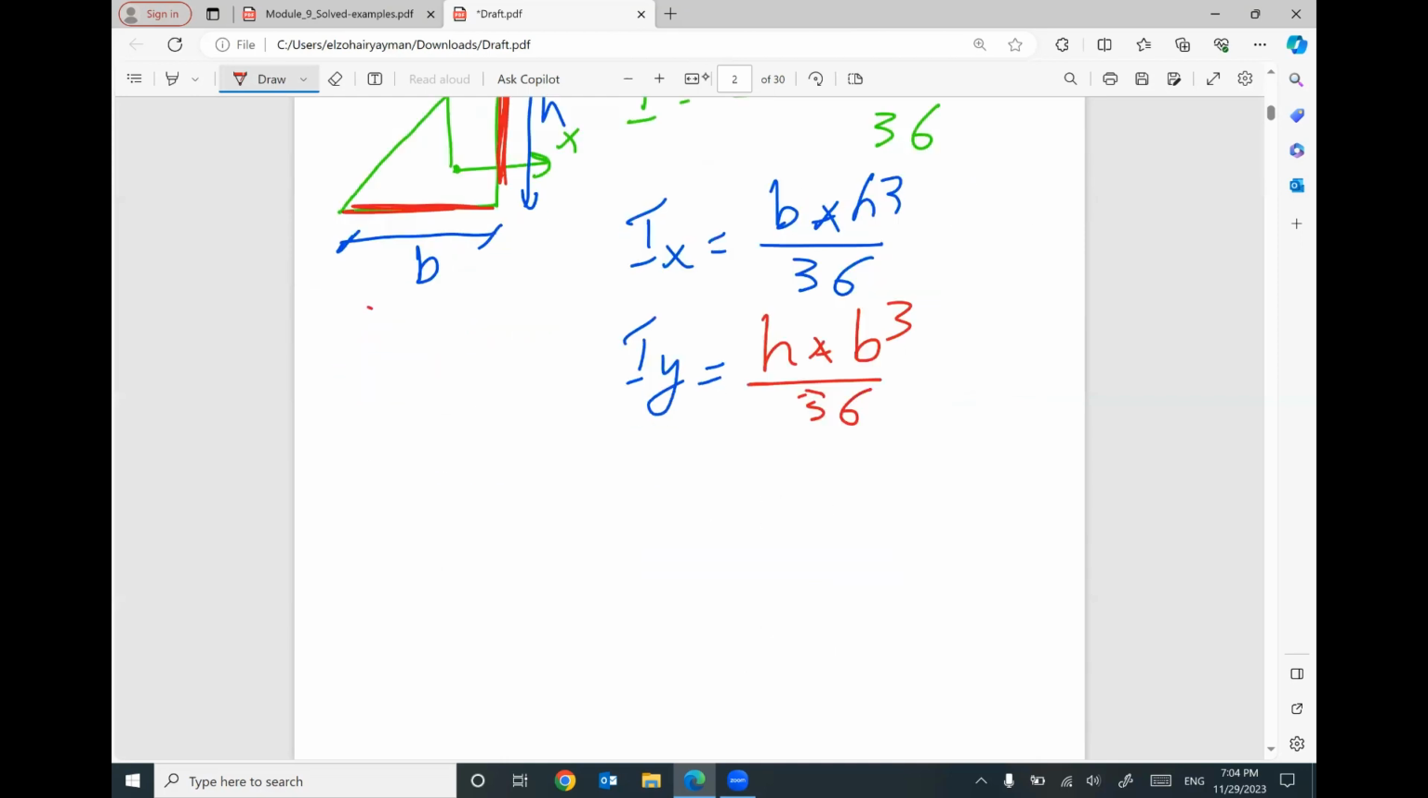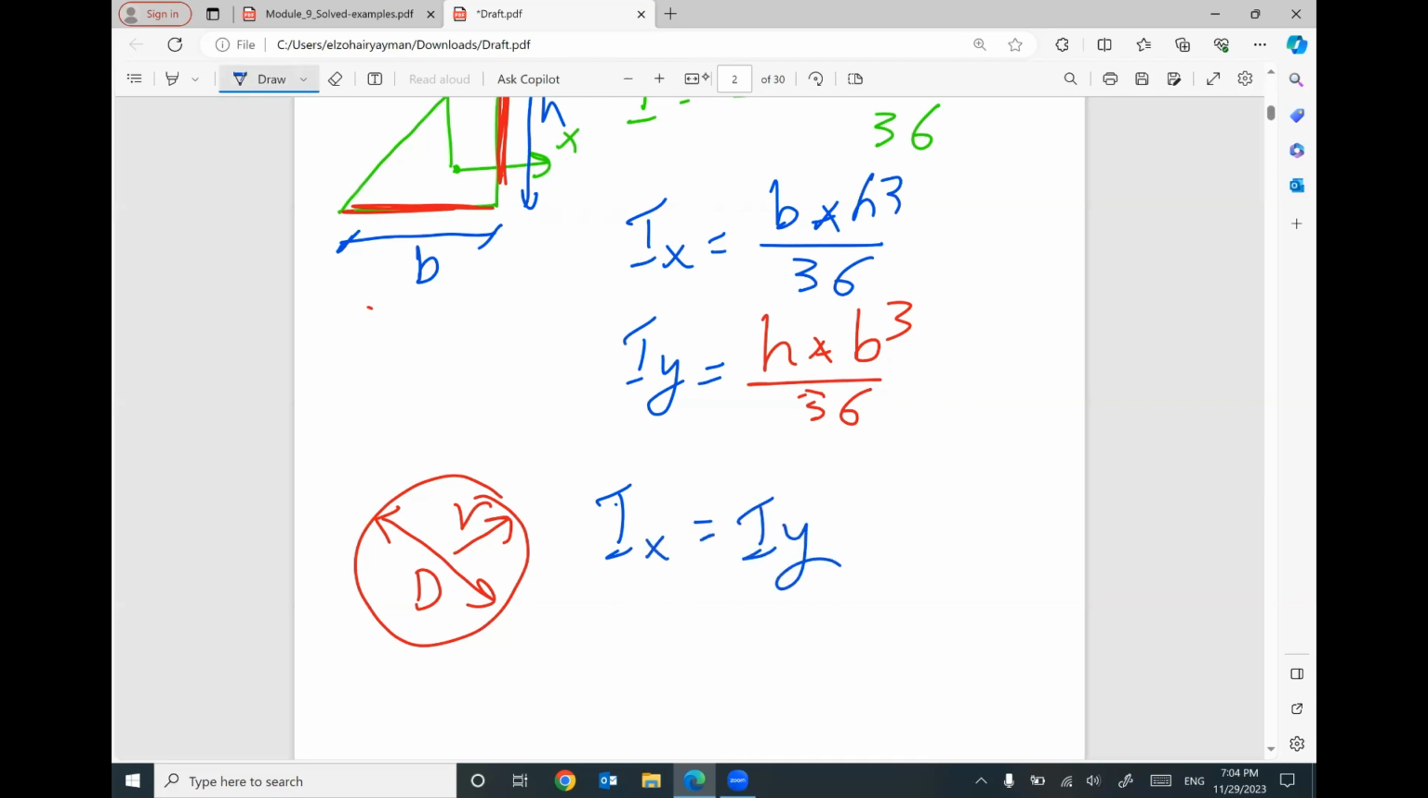If you have a circle with a radius R or diameter D, the moment of inertia Ix equals Iy for the circle. This is a special case. Both of them equal pi times radius to the power 4 divided by 4, or equal pi times diameter to the power 4 divided by 64.